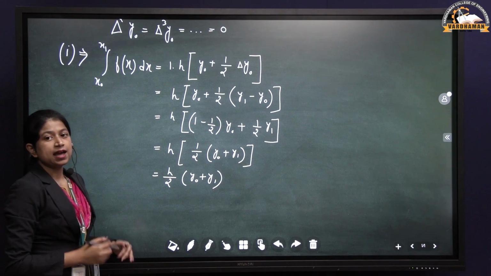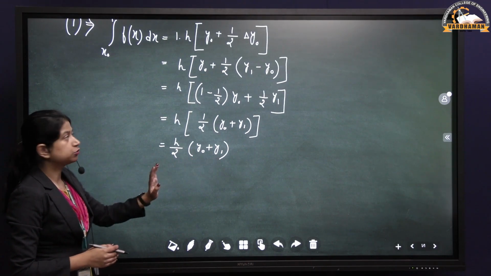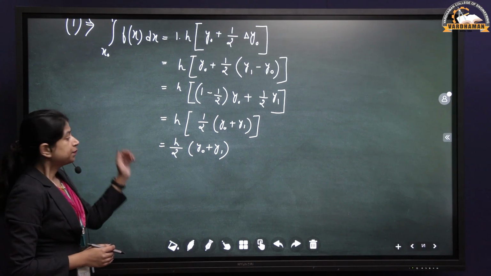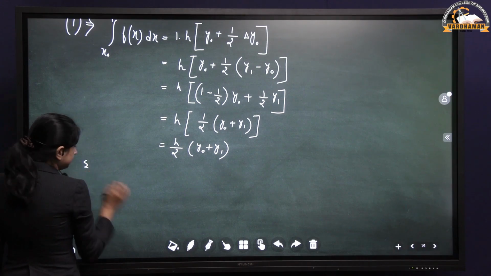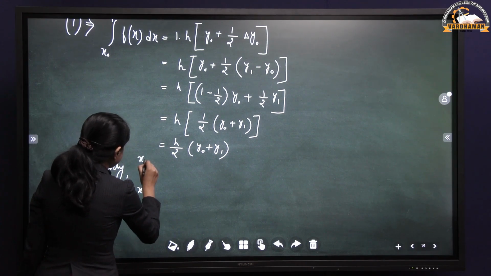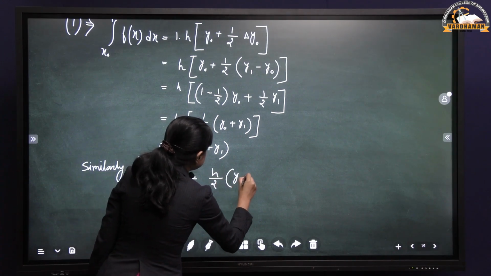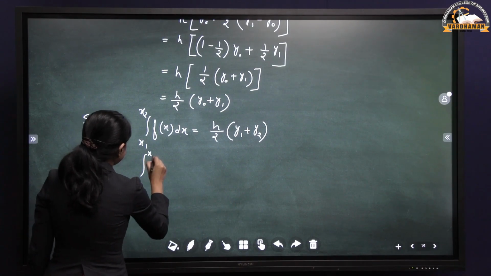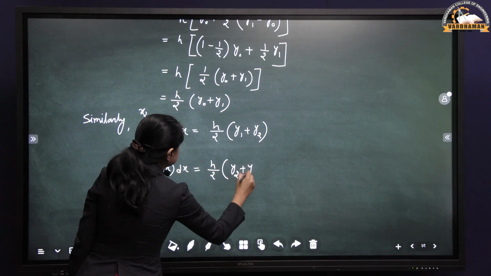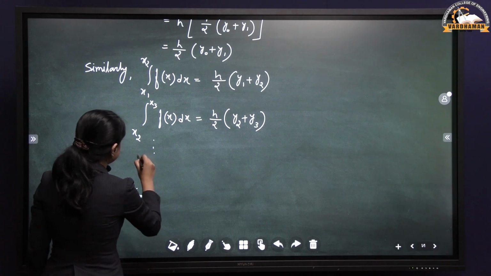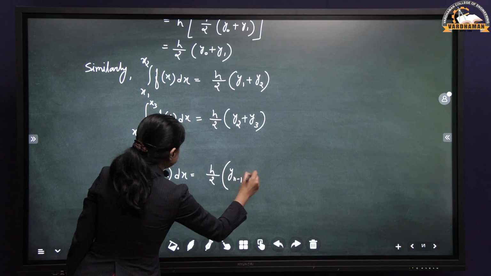Similarly, if we take x1 and x2 points, we will get h by 2 (y1 plus y2). If we take x2, x3, we will get h by 2 (y2 plus y3). Similarly, x1 to x2 f of x dx gives h by 2 (y1 plus y2), x2 to x3 f of x dx gives h by 2 (y2 plus y3), and so on, up to xn minus 1 to xn f of x dx, which gives h by 2 (yn minus 1 plus yn).